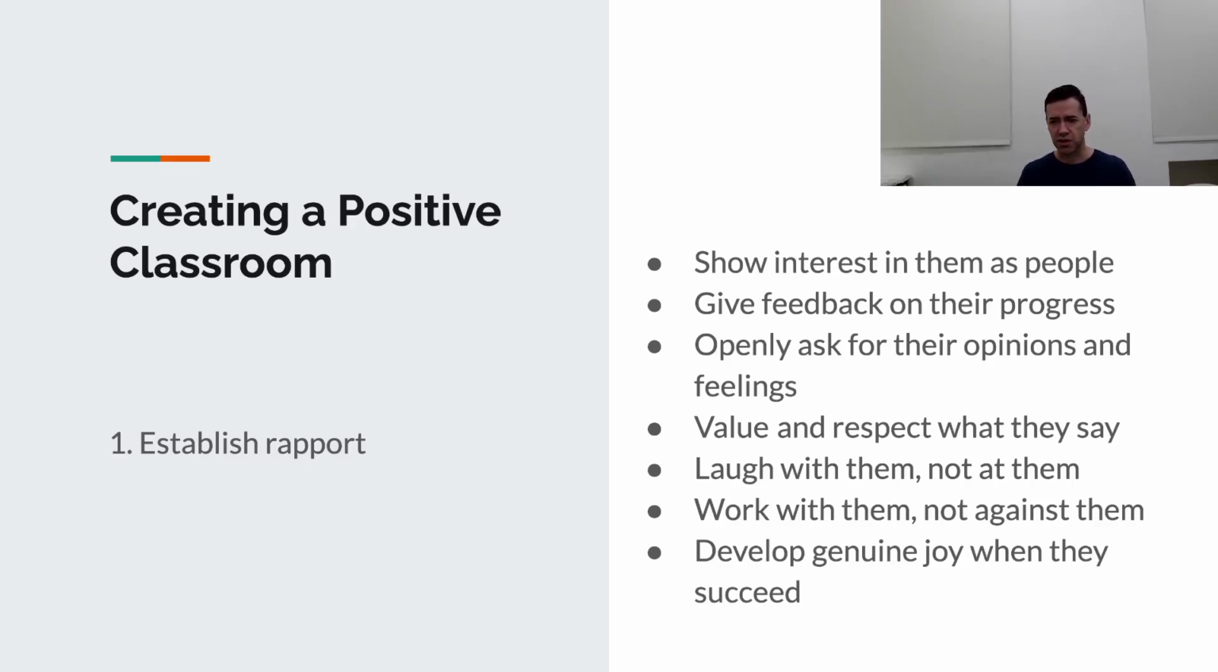You show interest in them. You give them feedback on their progress. You openly ask for their opinions and feelings. Don't tell them their opinions are always wrong. Value and respect what they say. Now we have this expression in English, I'm laughing with you, not at you. And it's really important. You don't want them to feel embarrassed when you laugh. You want to laugh together. Teach them. When you make a mistake, laugh. Show them it's funny. It's okay to make mistakes.